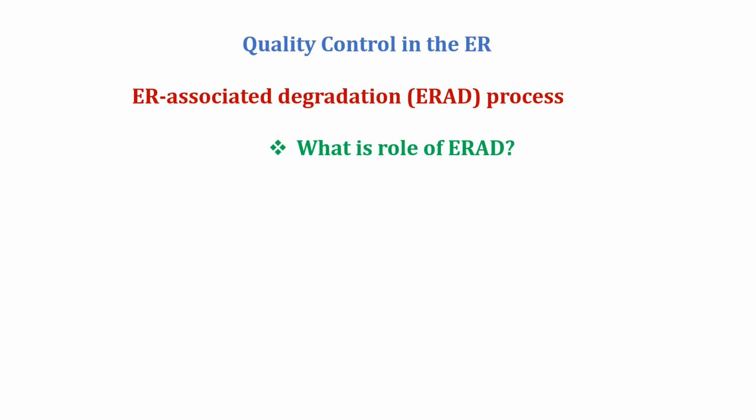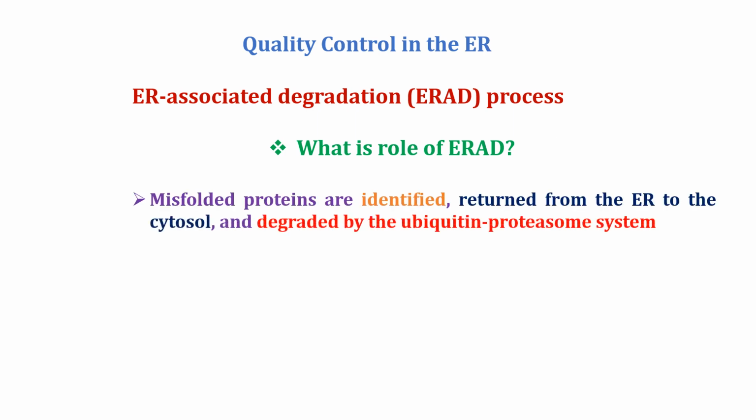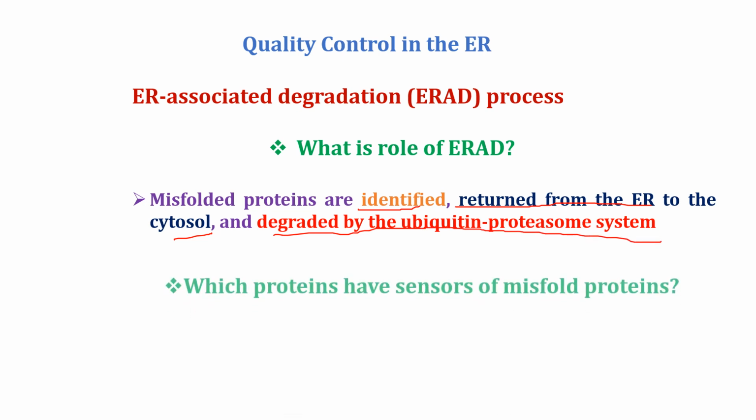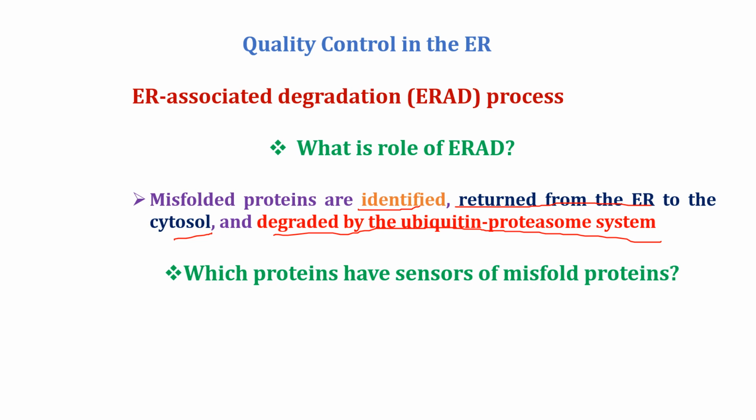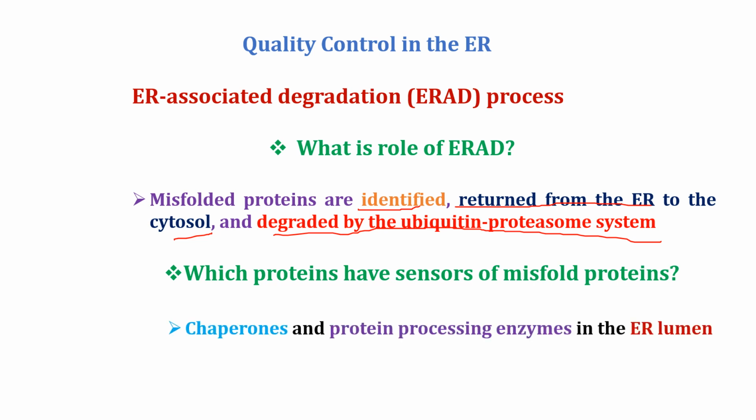Okay, so what is the role of ERAD? In ERAD, misfolded proteins are identified first. They return from the ER to the cytosol and are degraded by the ubiquitin-proteasome pathway. Now, which proteins act as sensors of misfolded proteins? Chaperones and protein processing enzymes in the ER lumen play the important role in recognizing misfolded proteins.